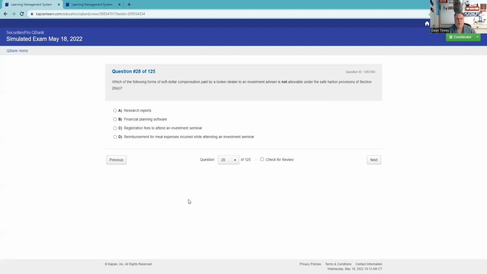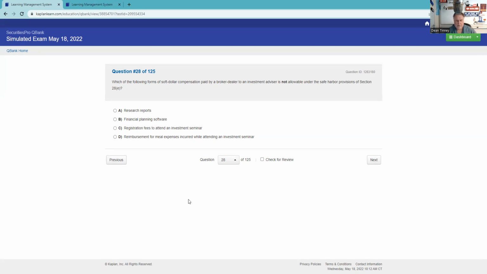Which of the following is a form of soft dollar compensation paid by a broker dealer to an investment advisor? We love, as broker dealers, investment advisors who direct their trades to us and use us as a broker dealer for custody. And so if we can help them help their clients, we're all about that. So they say, hey, Dean, as an investment advisor, we do a lot of business with your broker dealer. Will you pay for research reports for us? I say, absolutely. That's soft dollars. I'm more than happy to take care of that for you. And it's soft dollar compensation to the investment advisory firm.